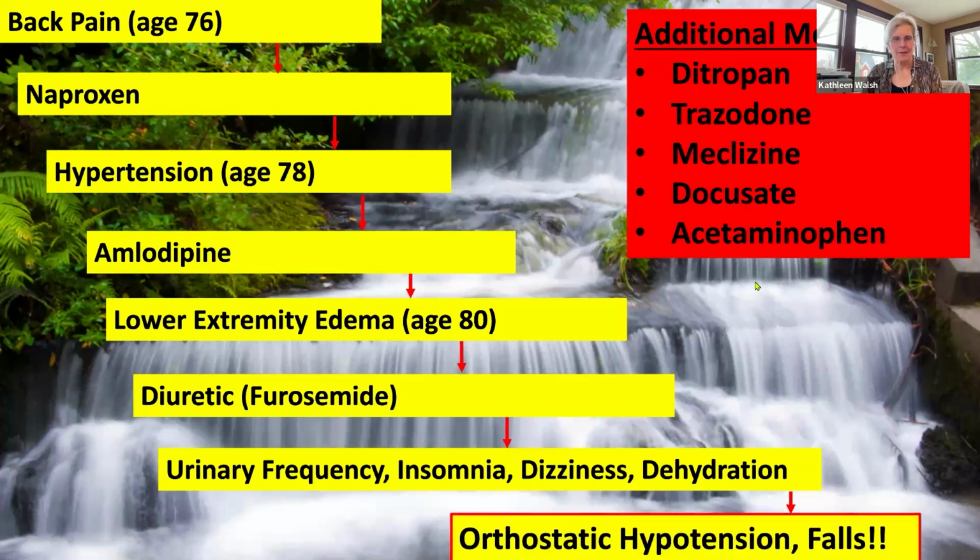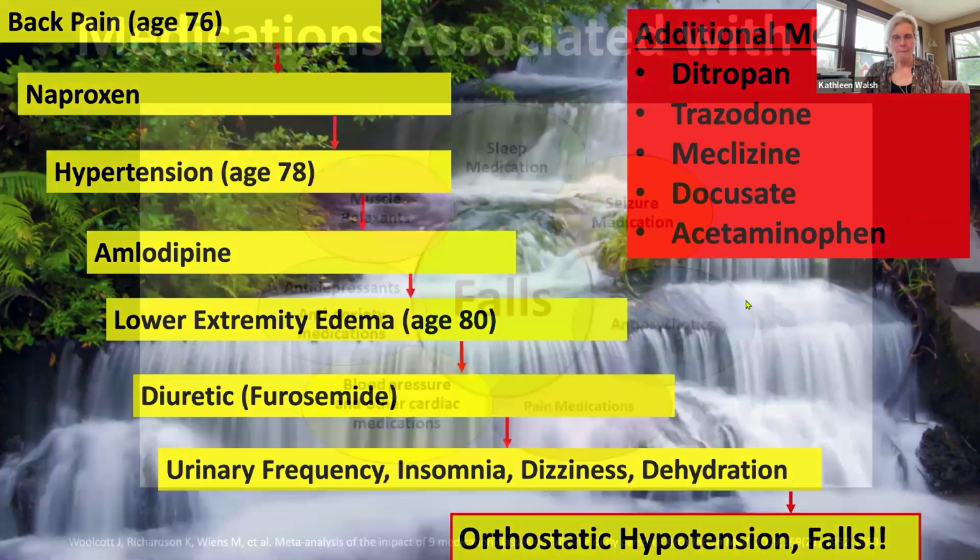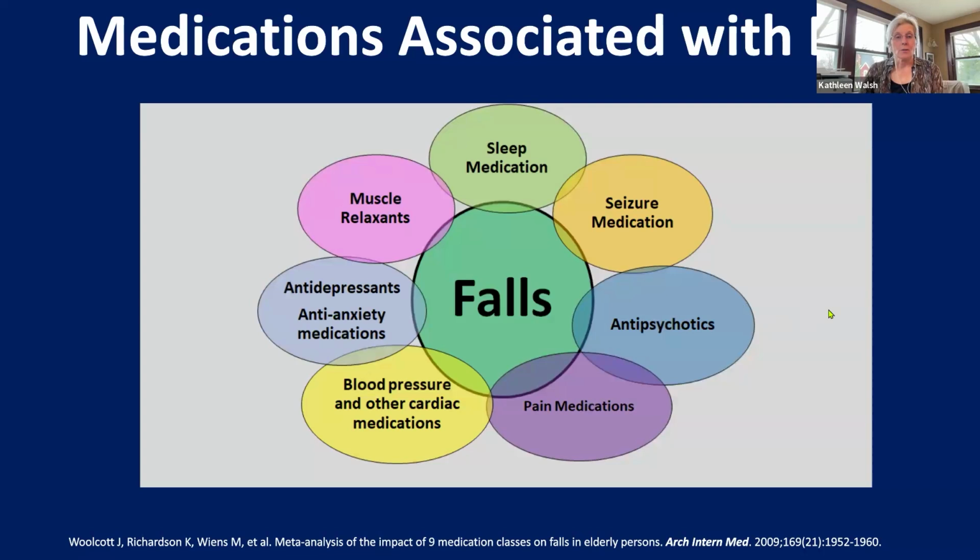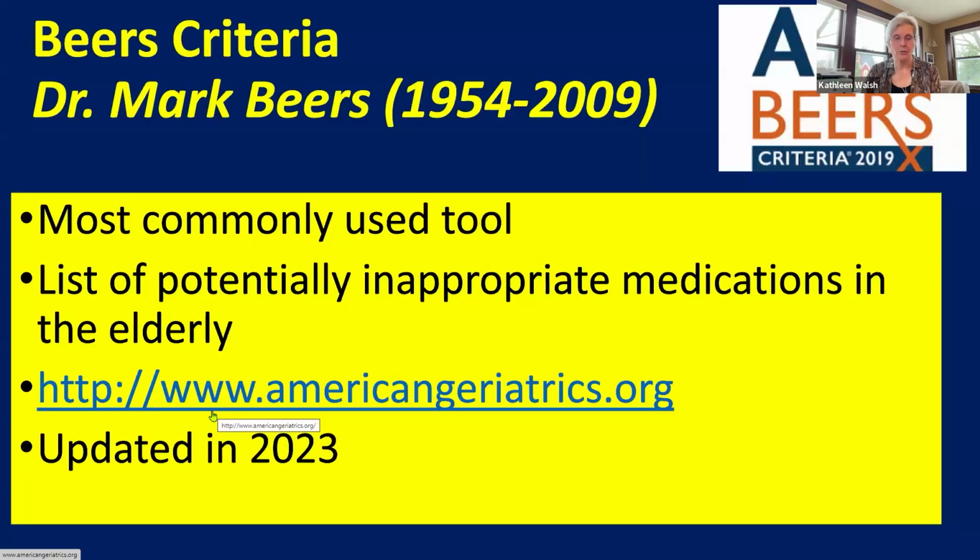All right, next slide, please. So medications that are associated with falls, all of these. And I can guarantee you a lot of your patients are on these. Sleep medications, seizure medications, antipsychotics, pain medications, blood pressure medications, antidepressants, anti-anxiolytics, and muscle relaxants. And some of them, patients need these. It's just, do they need them all? And what's cause and effect? That's what we try to get to in our clinic and what we should all try to do.